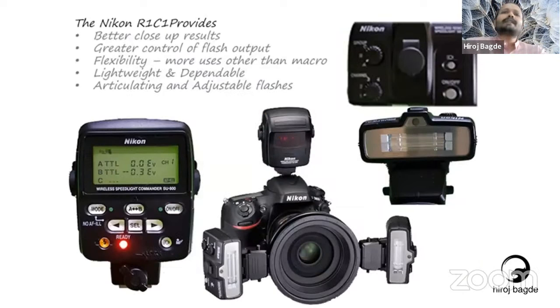Now, yesterday I told you about this kind of flash system, R1C1. Can you see this? We have three components: two flashes and one commander. Now, how does this flash system work? It is very simple. This is one ring, a ring adapter on which the two flashes are applied. These are just individual flashes.